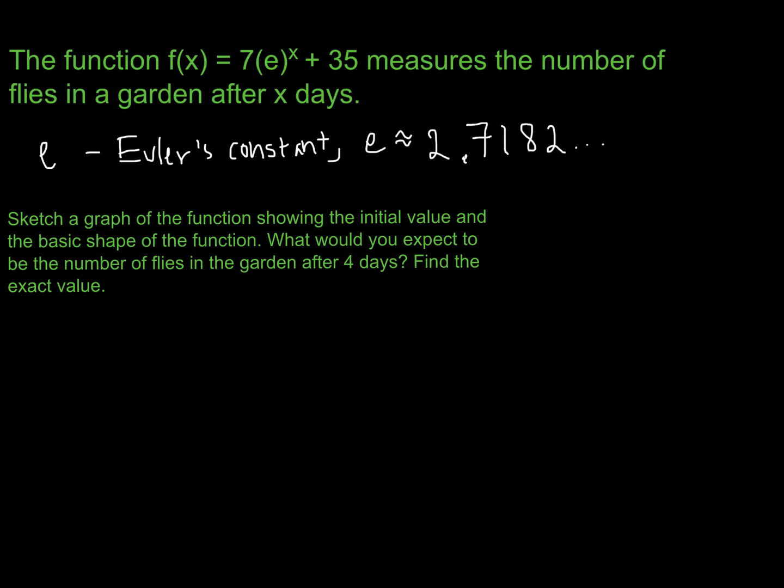But now we want to look at the big picture, right? So let's try and sketch a graph of the function, and I want you to make sure that you're showing some of the things that we'd want to see, such as the initial value and the basic shape of the function. Okay? So go ahead and sketch that graph out. Make sure to label your axes. And then compute the number of flies that should be in the garden after 4 days. So first look at your graph, see if you can kind of ascertain that, and then actually compute the exact value using the function.